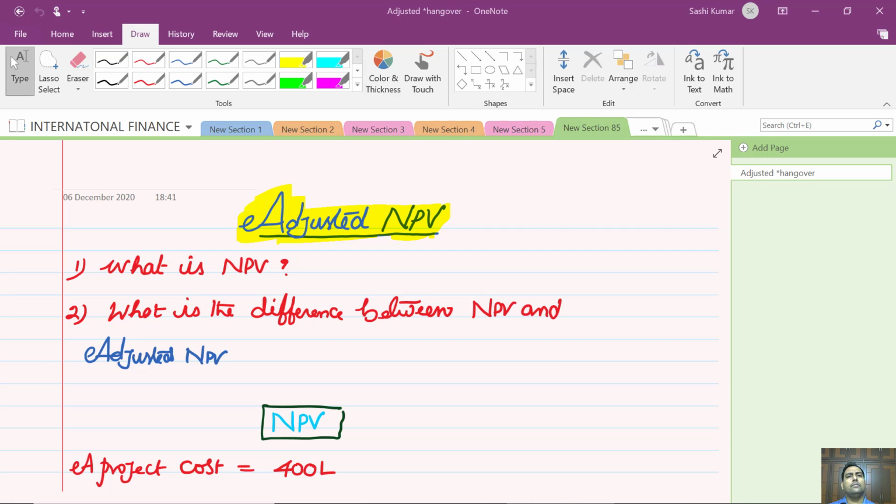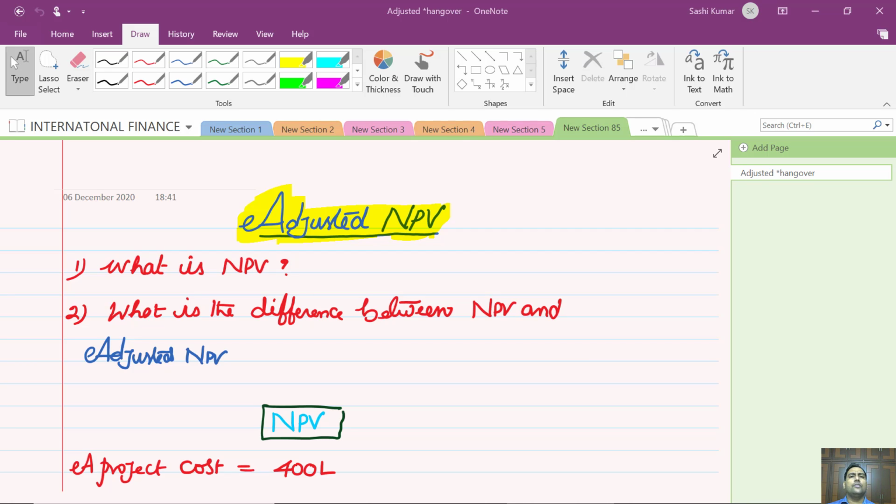What do you mean by NPV? NPV means net present value. It is the profit that we are going to receive if the investment under consideration is accepted as on today. So NPV indicates the profitability of the project as on today. It simply tells you how much profit you are going to get or how much loss you are going to suffer if the investment under consideration is accepted.